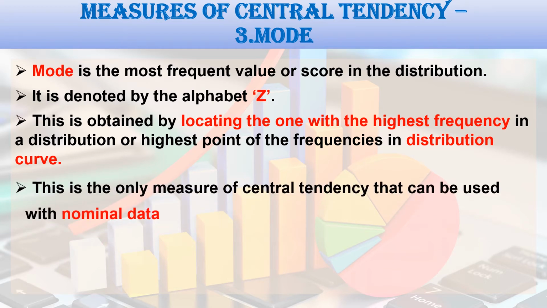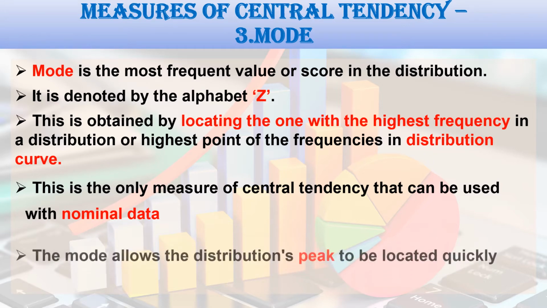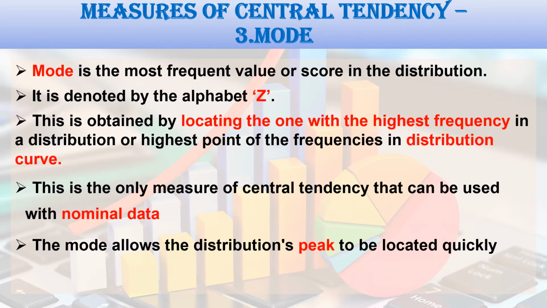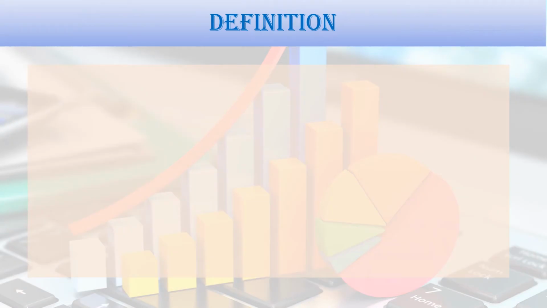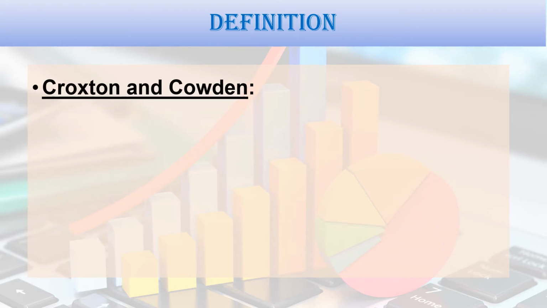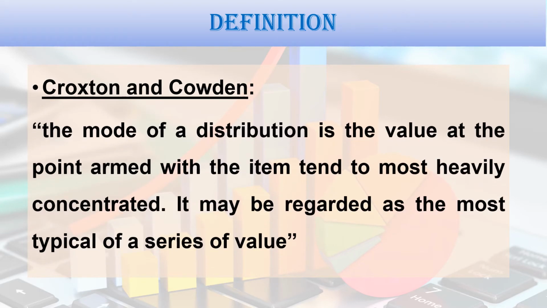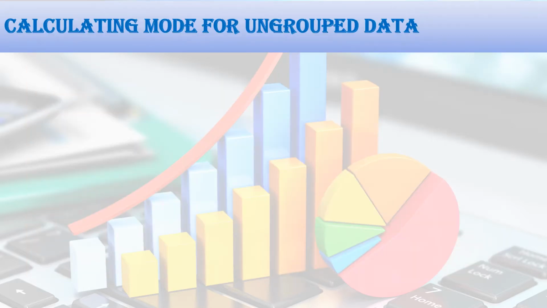This is the only measure of central tendency that can be used with nominal data. The mode allows the distribution's peak to be located. Let us see the definition of mode. According to Croxton and Cowden, the mode of a distribution is the value at the point around which the items tend to be most heavily concentrated. It may be regarded as the most typical of a series of values.